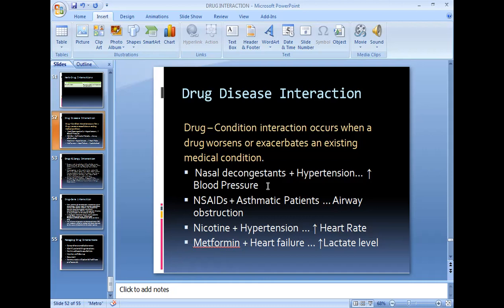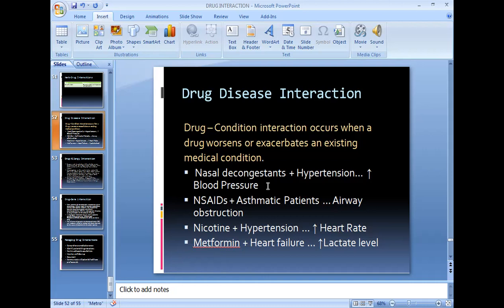Non-steroidal anti-inflammatory drugs, when taken in asthmatic conditions, cause airway obstruction. Nicotine, when taken in hypertension, results in an increased heart rate, or tachycardia, which means an increased heart rate. And when metformin is taken in heart failure, there will be increased chances of lactic acidosis.